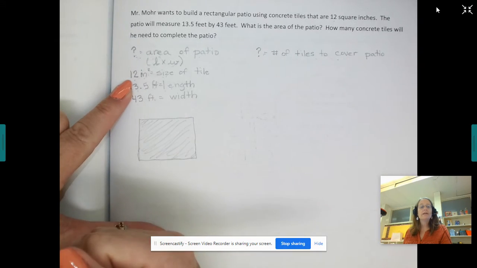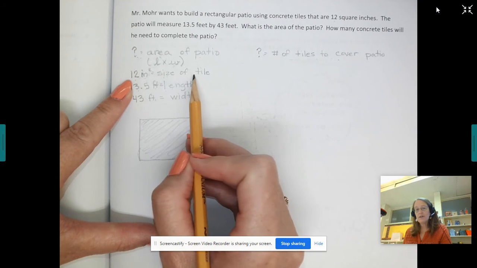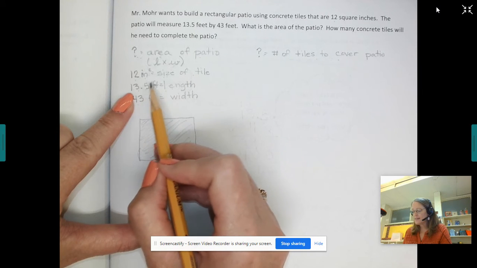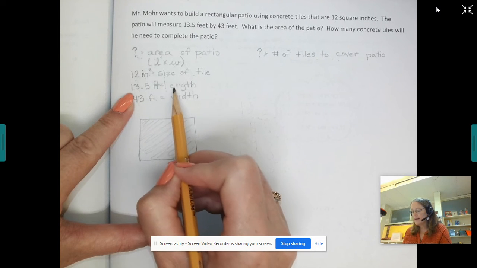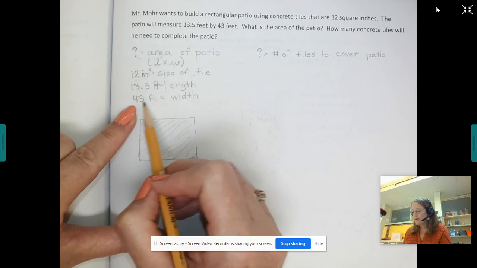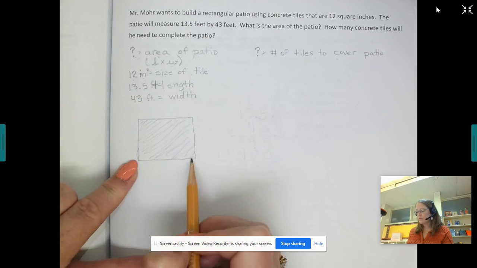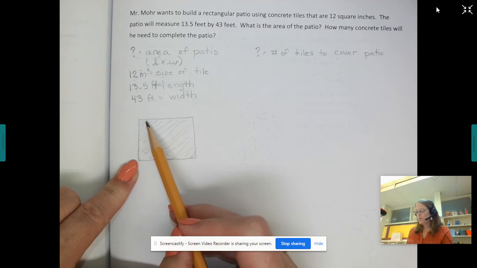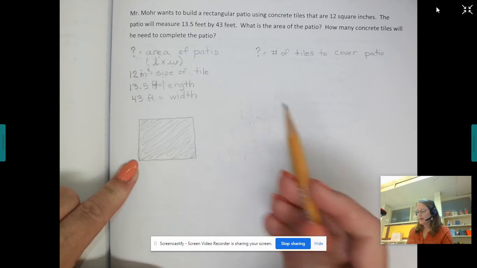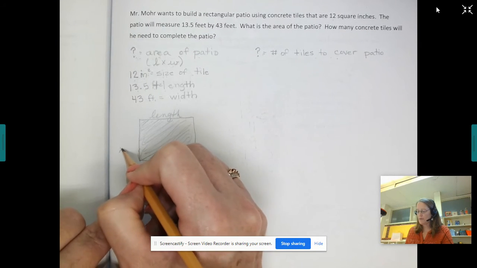The 12 in the word problem, 12 inches squared, is the size of each of those concrete tiles. 13 and 5/10 is the length that Mr. Moore wants to make the patio. 43 feet is the width that he wants to make the patio. So if I draw the rectangular patio, what we're looking for is this space here. That is your area. So here's my length, and here is my width.